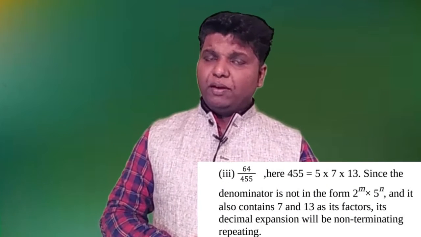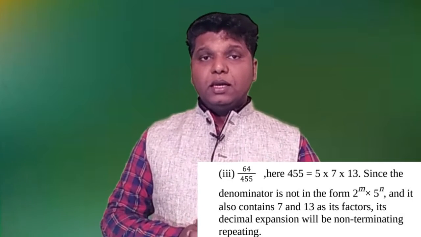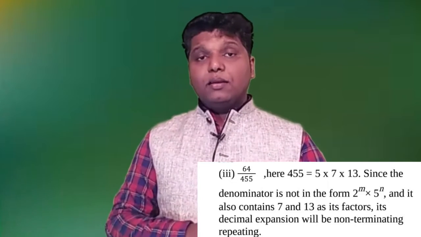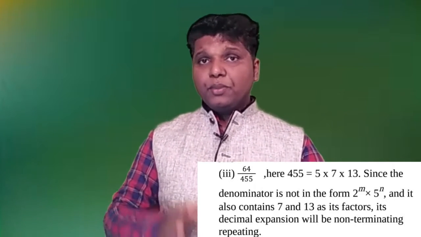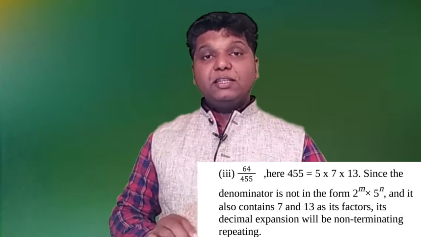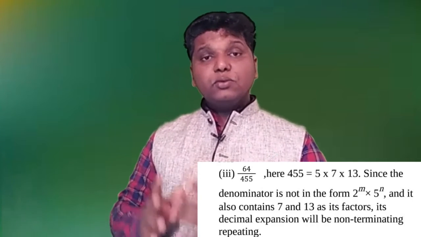Okay. Next question. 64 divided by 455. 64 is an even number, 455 is an odd number. Definitely we cannot cancel it. It is in the simplest form itself. Now let us factorize 455. Let us bring it to the product of primes. While bringing it to the product of primes, what does it become? 455 is equal to, check it out, 5 into 7 into 13, right? 5 into 7 into 13.